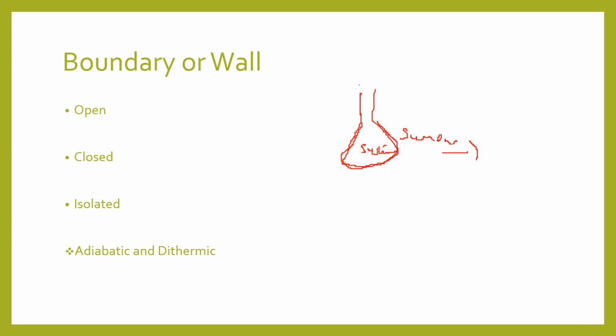Just remember the word allows. Boundary allows, boundary doesn't allow. So what does the boundary allow in an open system? In an open system, the boundary allows the exchange of heat as well as matter with the surrounding. In a closed system, the boundary allows exchange of heat, not the matter, with the surrounding. And in an isolated system, the boundary does not allow exchange of heat, neither matter with the surrounding.